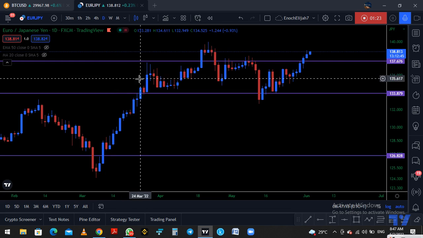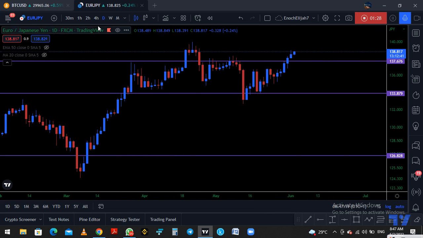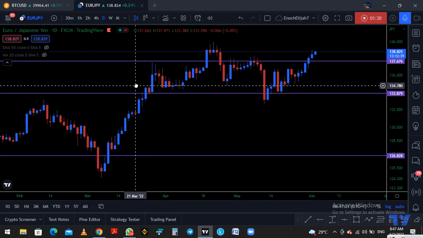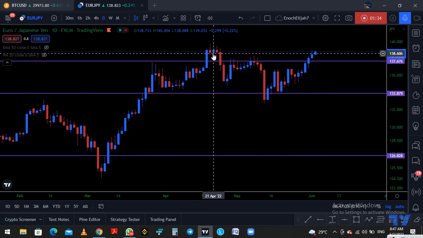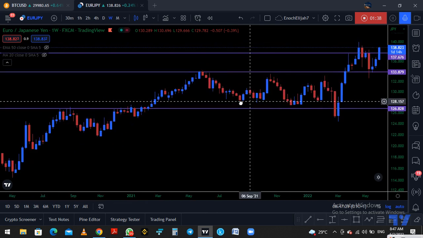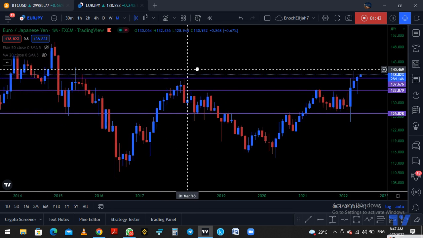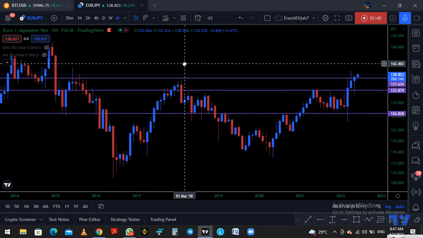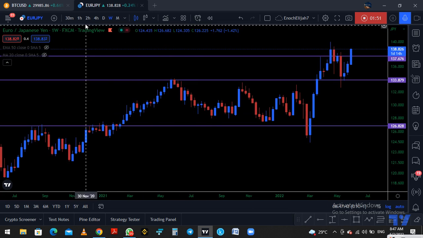I have euro yen here. Same process. This on a 30 minute time frame is on a bullish trend. On that time frame, it is almost touching a resistance level. But overall, most time frames are a bullish market. So we are buying, right?